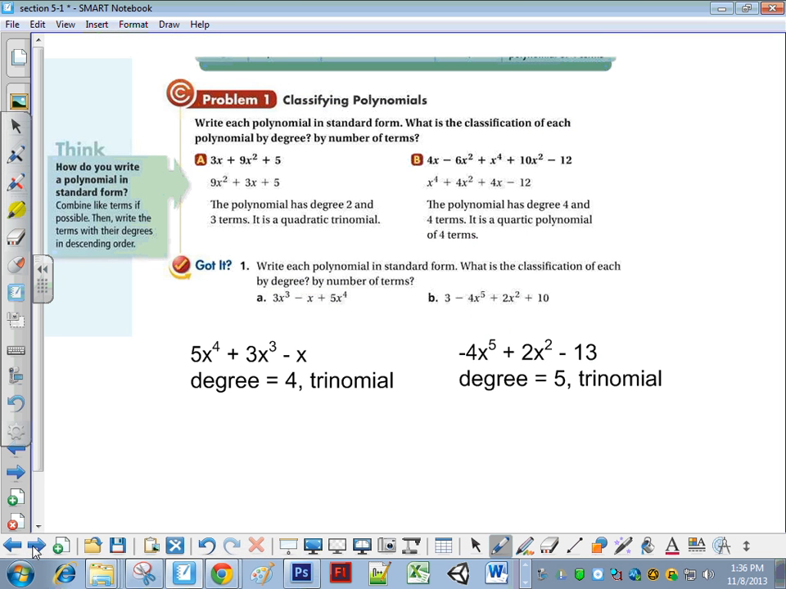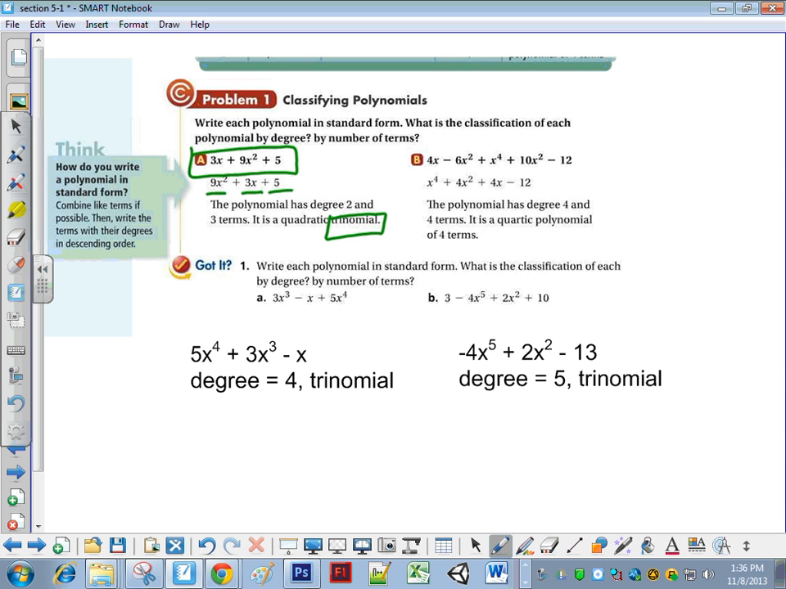Next, we're going to talk about classifying polynomials. So we want to rewrite it in standard form and then find the classification by degree and number of terms. For this first one, it's going to get rewritten with the 9 first, then 3 comes second, and the 5 comes last. It has degree 2 and 3 terms. 3 terms is called a trinomial.